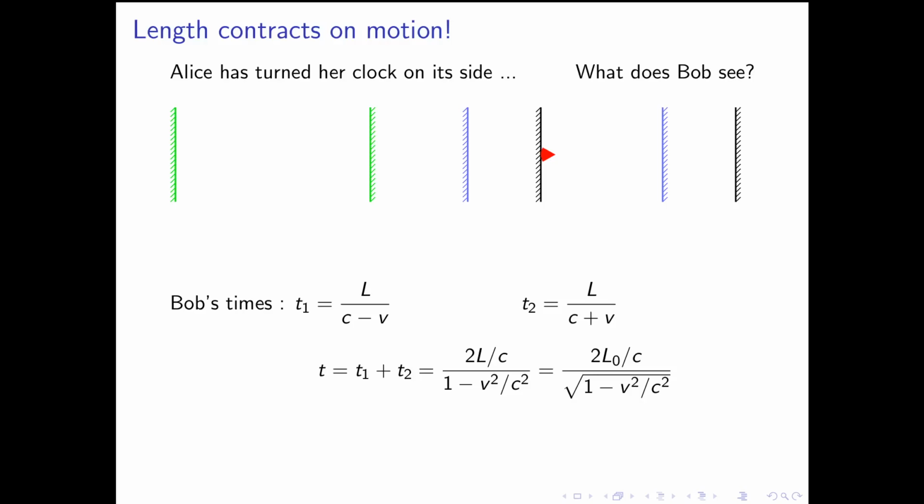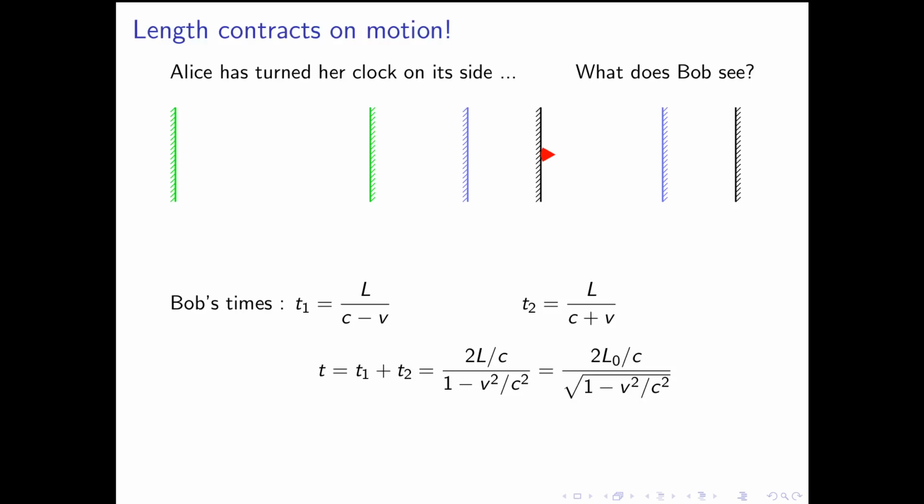And now, by simply cancelling out some of the factors, it's easy to see that L, the length which Bob sees between the two mirrors, is simply L0 times square root of 1 minus V square by C square, or our old friend, the formula L0 by gamma. So we have got the length contraction formula once again, but this time by using this simple clock, a photon clock where light just goes back and forth.